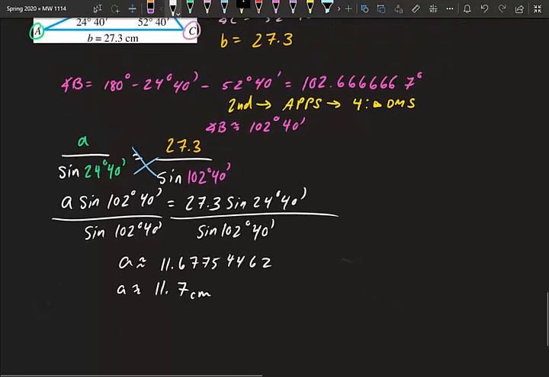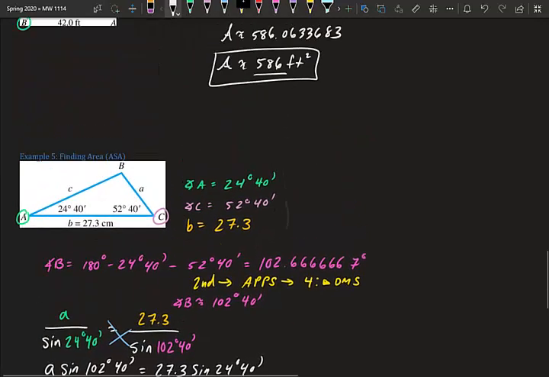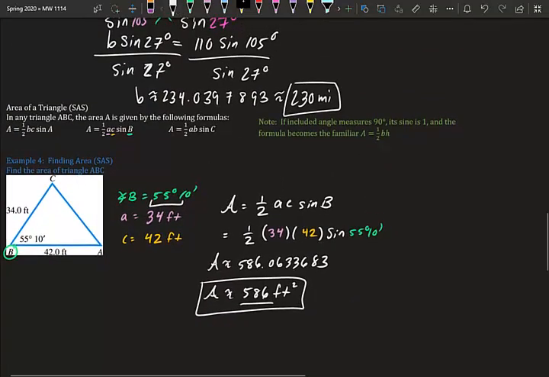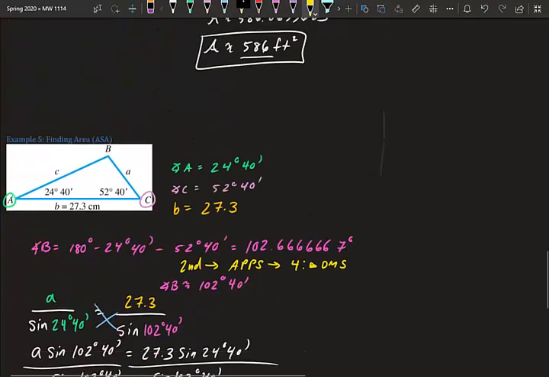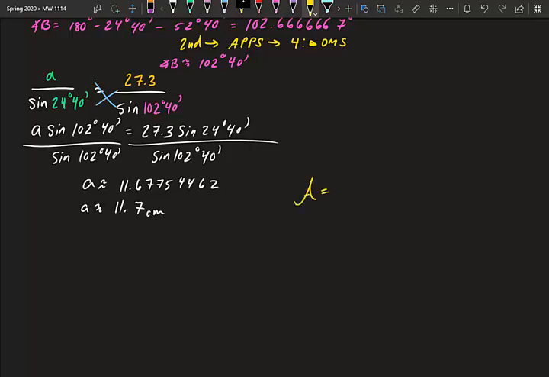Alright, now we have 2 sides and 3 angles. So since we have 2 sides and an angle, we can go ahead and find our area. So we have side A and side B. Since we have side A and side B, we're going to be using this formula right here because we have A, B, and we have angle C. So we're going to be using area equals 1/2 AB sine C.